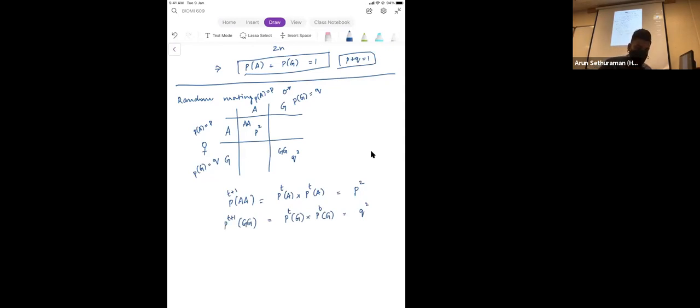Now, AG, on the other hand, can occur in two possible ways. You could either have maternal A join with paternal G, or you could have the other way. So you could have AG here, or you could have AG here. And the probability with which each one of these could occur is PQ. So then the probability at T plus 1 of AG, which is the heterozygote frequency, is just PQ plus PQ. And why do we do plus?